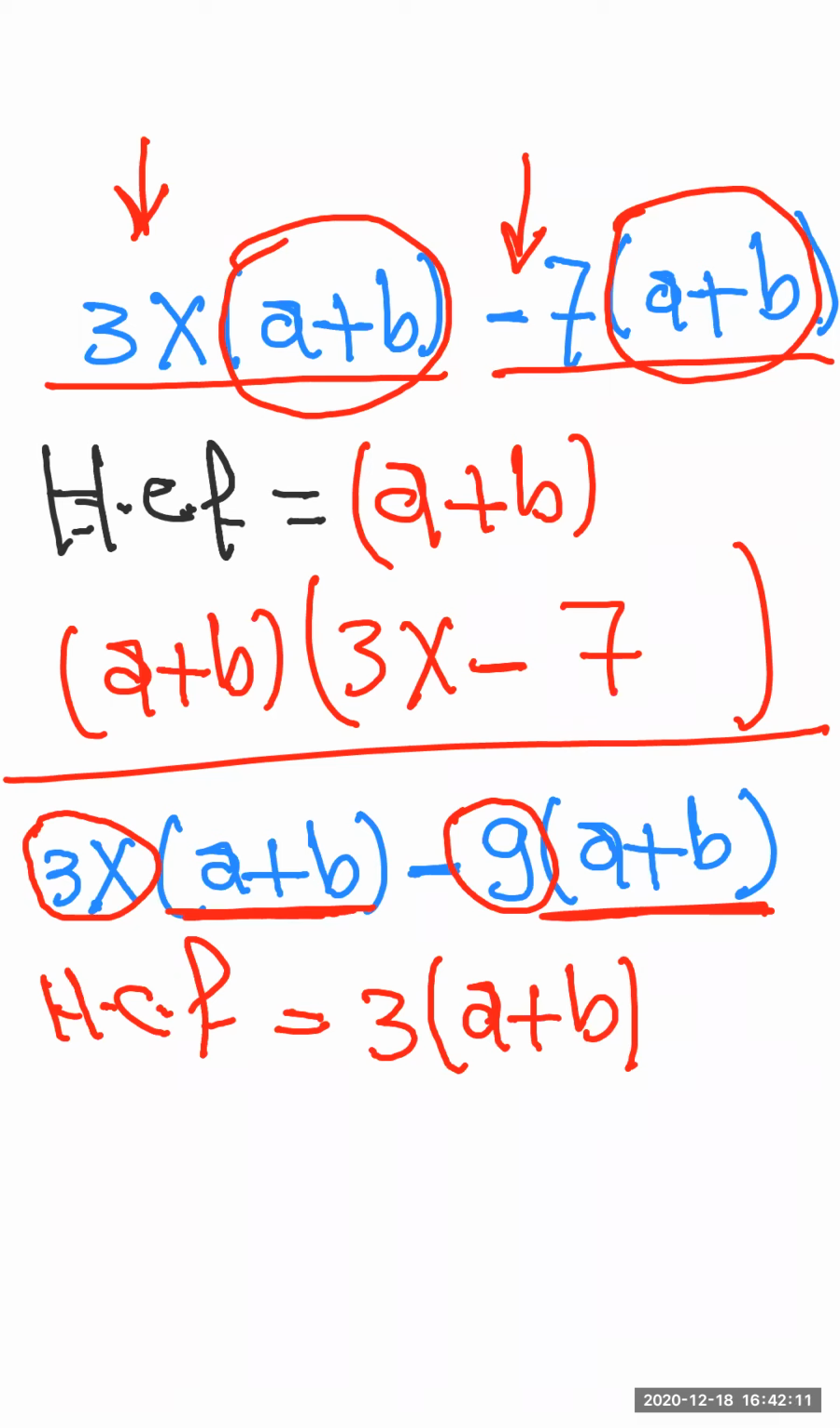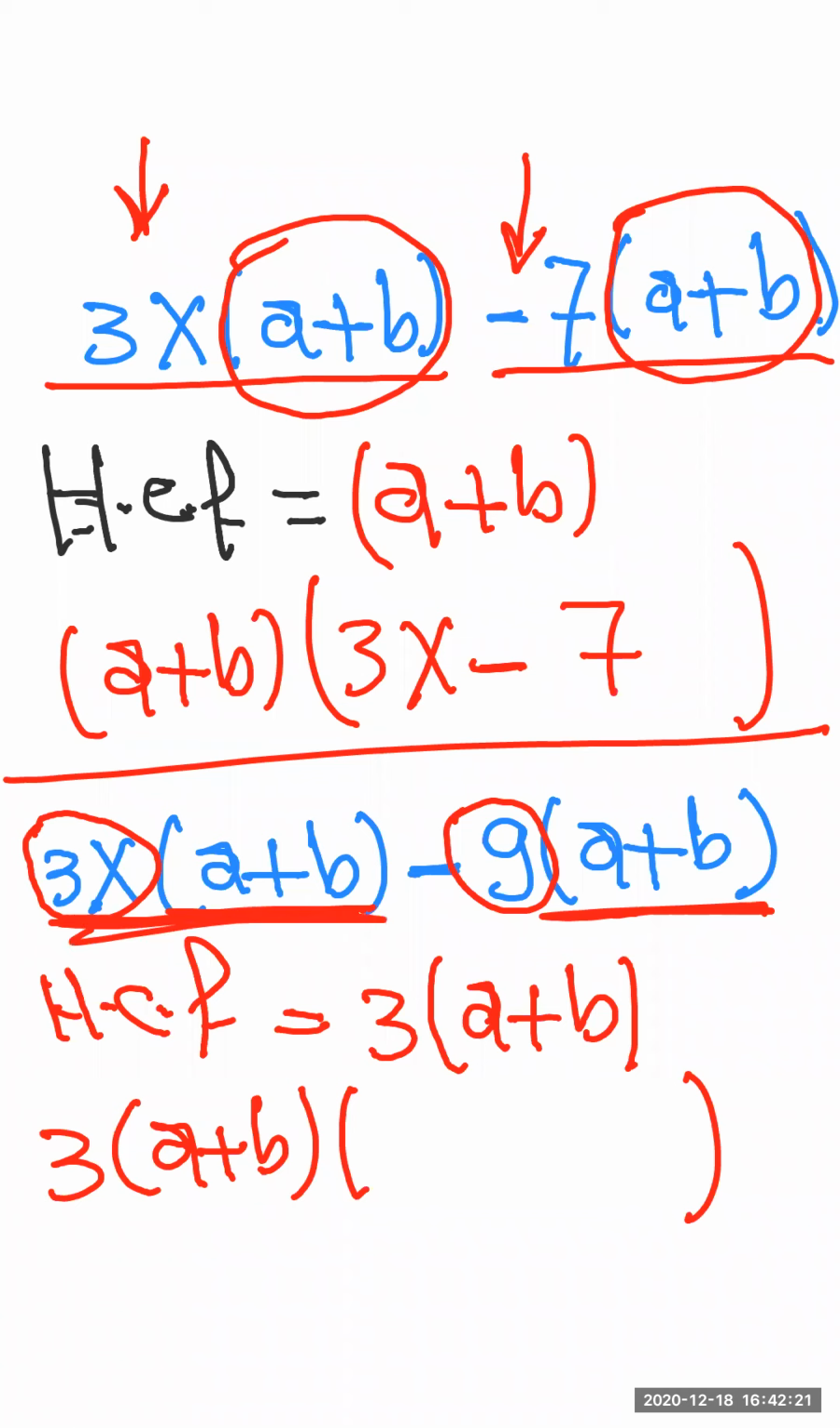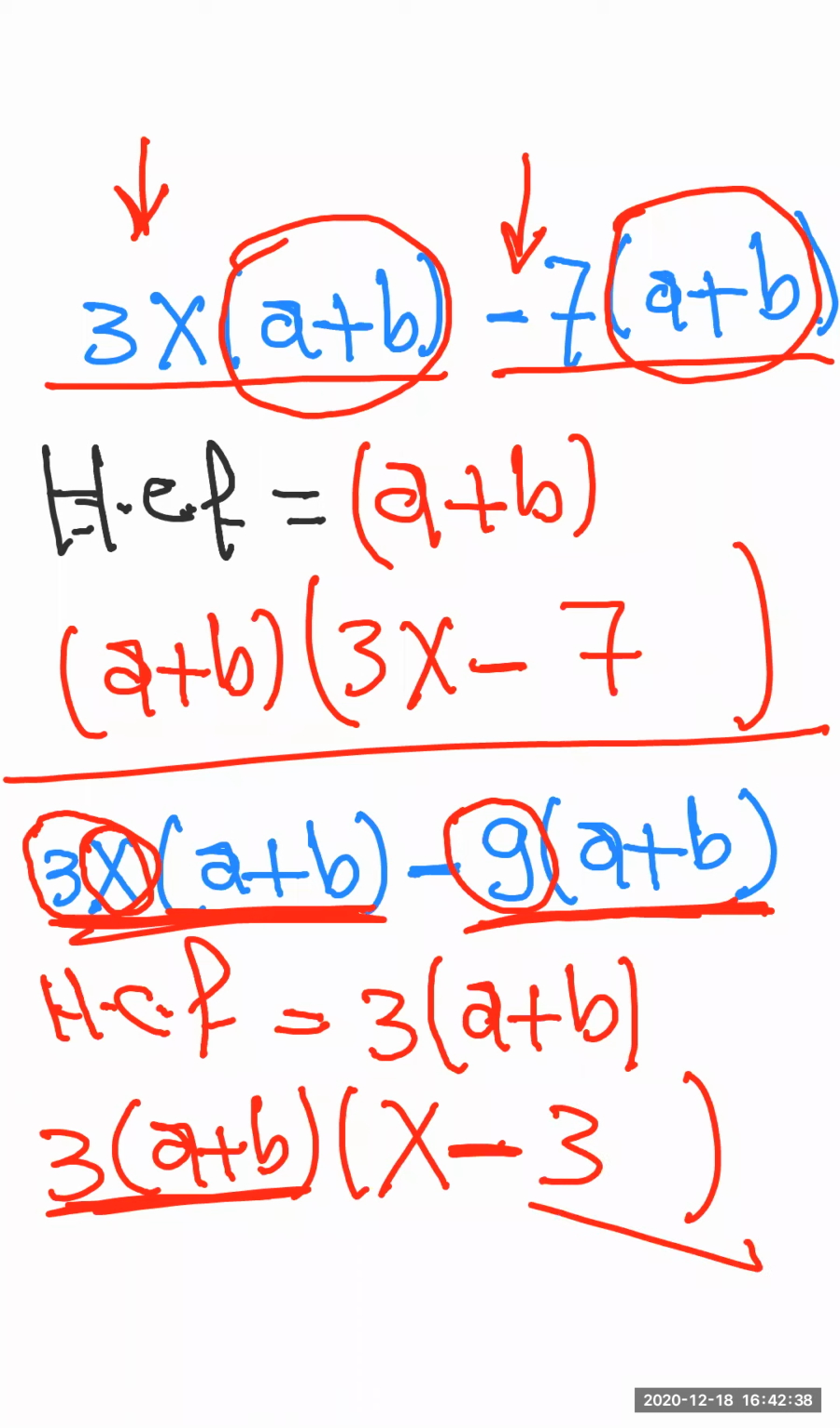Now guys, write down the highest common factor, which is 3 times a plus b. Then the brackets. What will be the remaining here from the first term? It's 3 times a plus b, so only x? Yes, of course. Then minus 9 times a plus b divided by 3 times a plus b, so the remaining will be only 3? Yes. So this is the factorization. Okay, that's great.